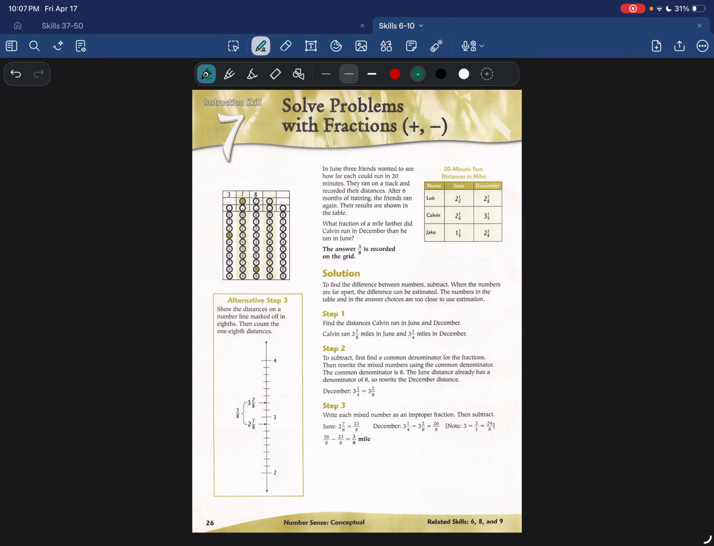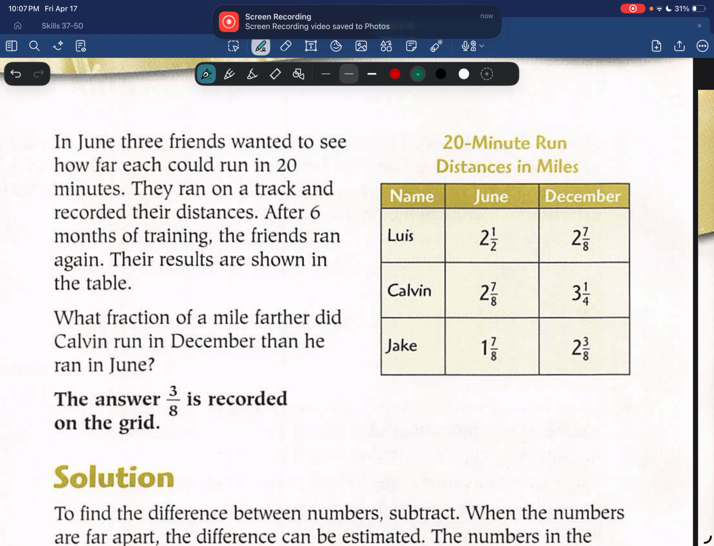Let me get my book up here where I can see it. Okay. Want to start right here.